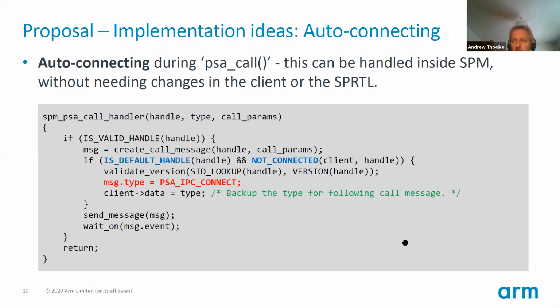It needs to be documented carefully so that it's clear that PSA call can return these errors in the case of a default handle. But it doesn't seem that it will significantly change what needs to happen on the client side within the actual root of trust service code. Okay, thank you very much.